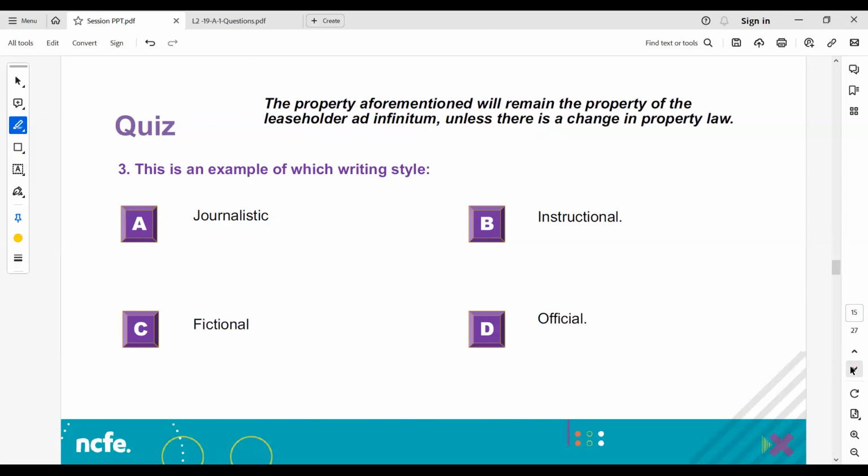Okay, so another text type. The property aforementioned will remain the property of the leaseholder ad infinitum unless there is a change in property law. So which text type do you think that could be?